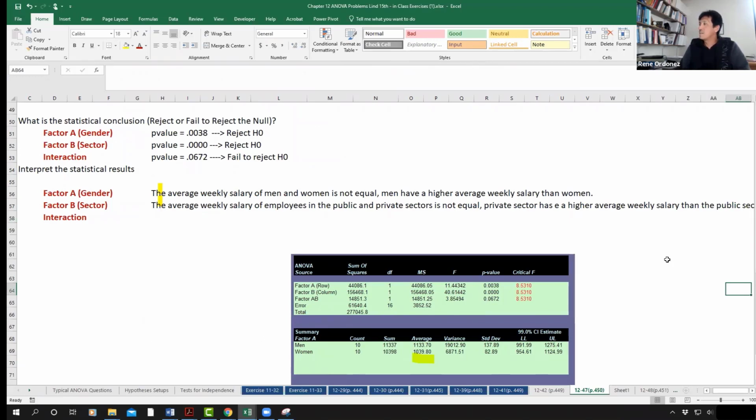Okay, so far? All right, good. And then for the interaction effect, the p-value is higher than the significance level. So we will say that there is no interaction between gender and sector.